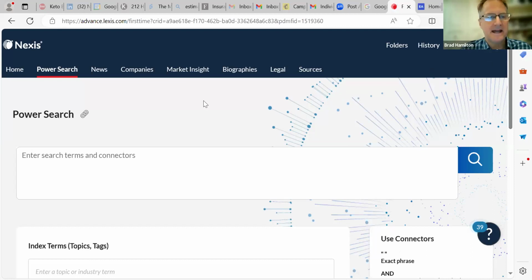Now I'm going to vault out of this page. Like I said, for the most part, your searches are going to be on this power search page, but there's these other tabs over here. And now I'm going to go to the sources.